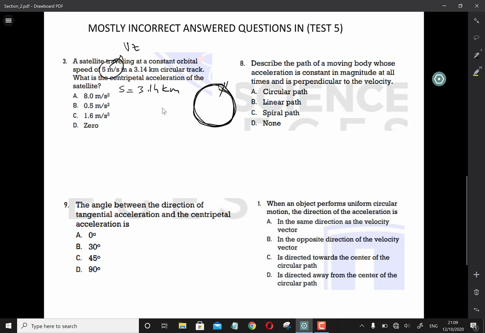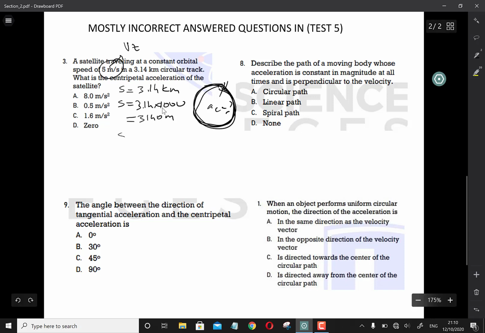What is the centripetal acceleration? AC is the question in here. So first we should get what R is. But kilometer must be converted to meter first by multiplying by 1000. 3.14 multiplied by 1000, so we convert kilometer to meter. 3140 meters is the circumference or arc length for one revolution.